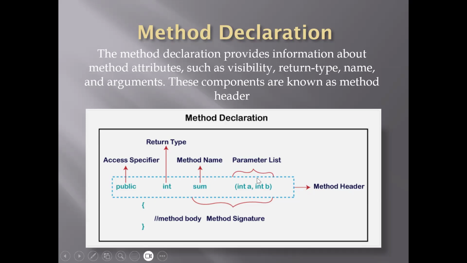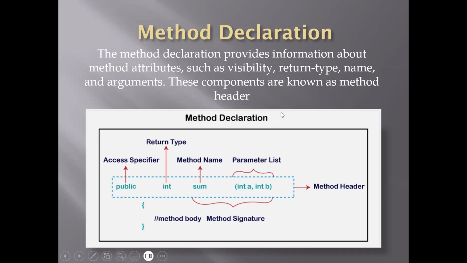What about only these last two parts, which are the method name and parameters? This is called the method signature. Method name and parameters only are called the method signature. Do you understand?